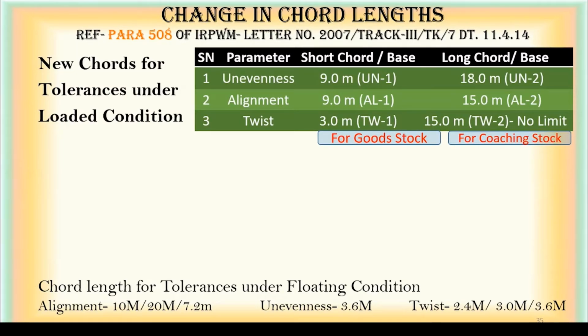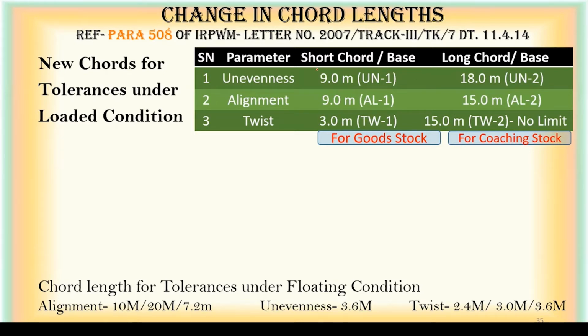When we measure the track parameters as per TRC for the purpose of recording, for comparison we keep these records or we evaluate these records: unevenness, alignment, twist on these chords. Chord lengths for measurement in case of TRC are the short chord 9 meter, 9 meter and 3 meter for unevenness, alignment and twist respectively, and long chord 18 meter, 15 meter and 15 meter for unevenness, alignment and twist respectively.